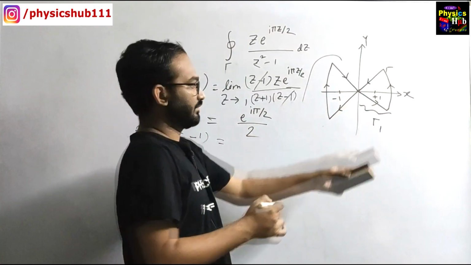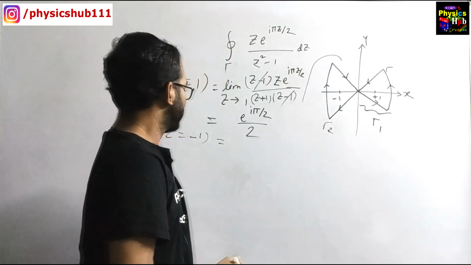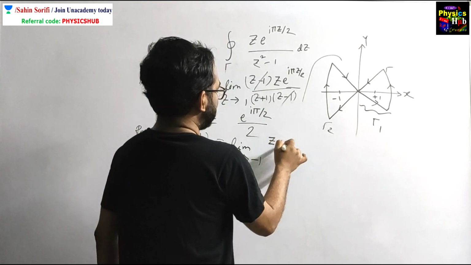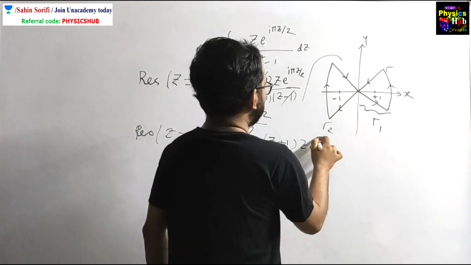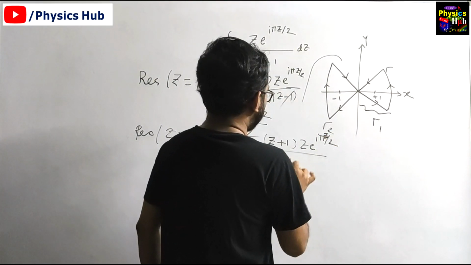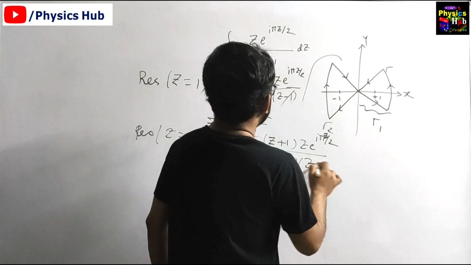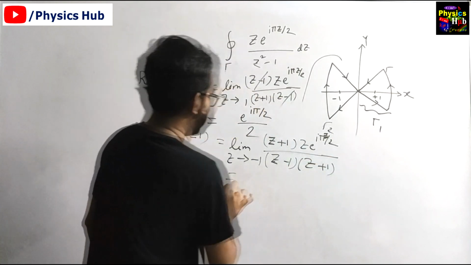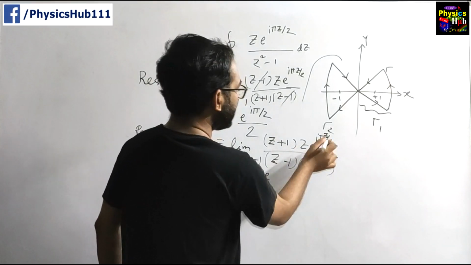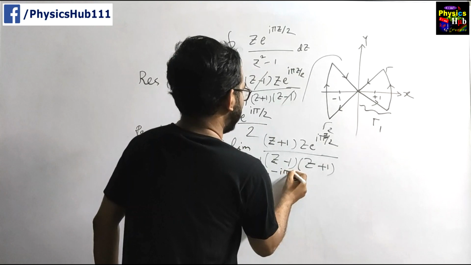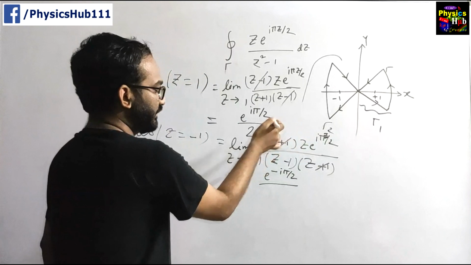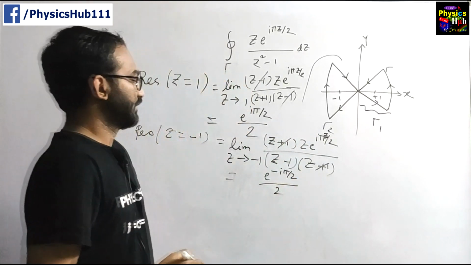Next, we will calculate the residue at z equals minus 1, for tau 2. So limit z tends to minus 1 of z plus 1 times z e to the power i pi z by 2 divided by z minus 1 into z plus 1. The z plus 1 terms get cancelled, and putting z equals minus 1 we get minus e to the power minus i pi by 2 divided by minus 2, and the minus signs cancel, so it becomes e to the power minus i pi by 2 divided by 2.